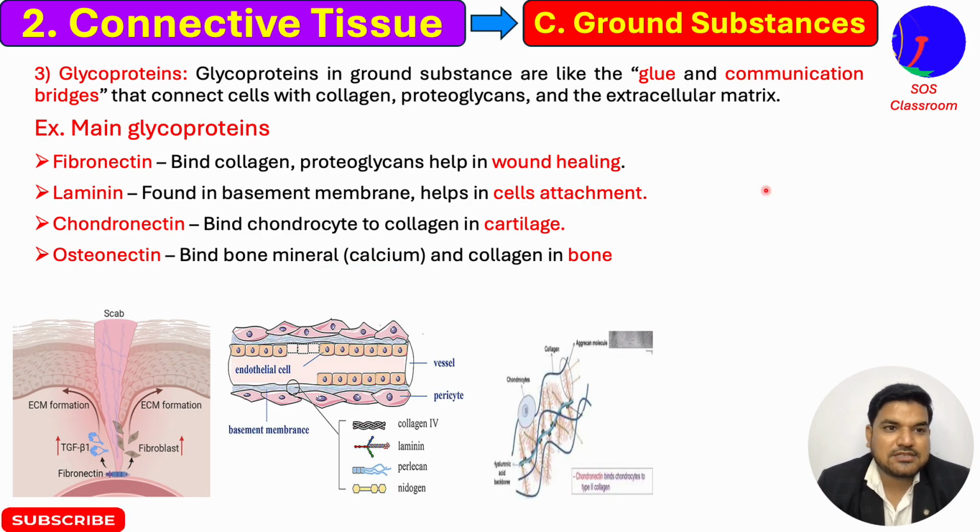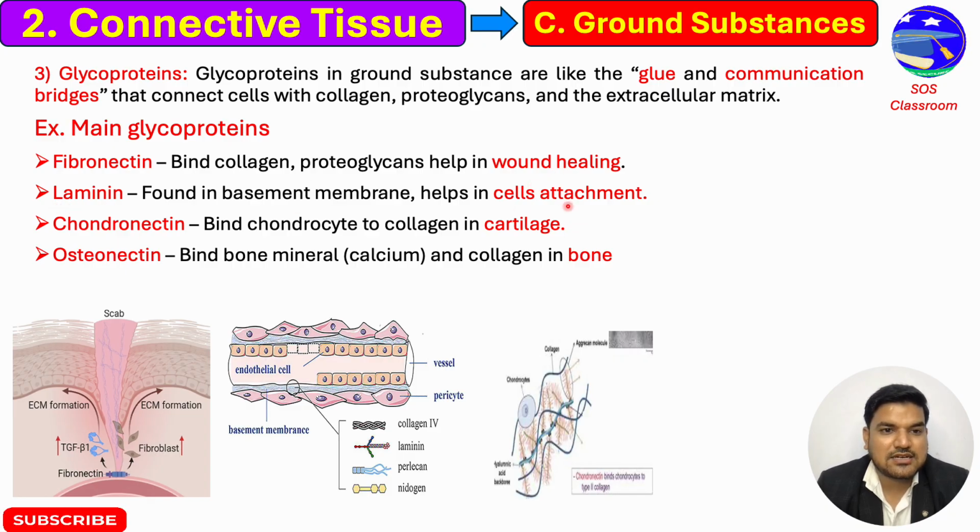Next ground substance is the glycoproteins. Glycoproteins work as a glue or communication bridge between the collagen, proteoglycans and extracellular matrix. So what are the examples of the glycoproteins? First is the fibronectin, laminin, chondronectin and osteonectin. Fibronectin binds the collagen and proteoglycans and helps in wound healing. So fibronectin is helpful for wound healing.